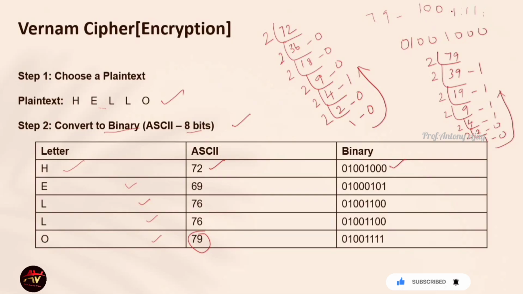Again that is 7 digits, so I have to put a 0 in front. So the answer is 0 1 0 0 and 4 ones. In this way we have to convert from ASCII to binary form.